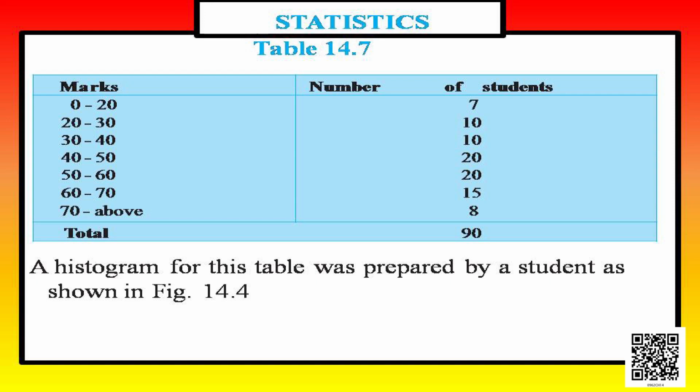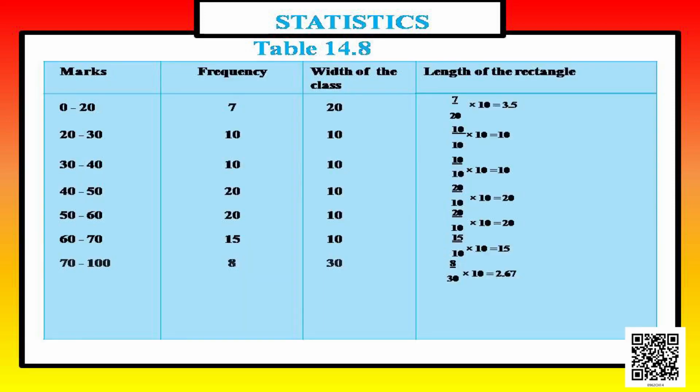How to make such a table? For that, look at the screen. We are having the class interval which is marked as marks. We are having the same one as in the question, that is 0 to 20, then 20 to 30, 30 to 40, and so on, but the last one is 70 to 100. Next column we are having frequency. Here also we have the same numbers as was given in the question. Then we are having another column which says the width of the class. Now the first one is 20, then 10, 10, 10, 10, 10, and the last one is 30.